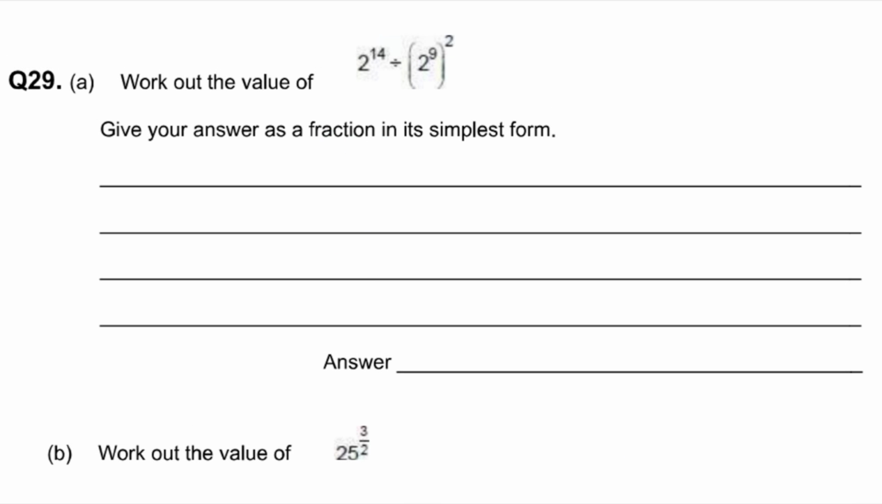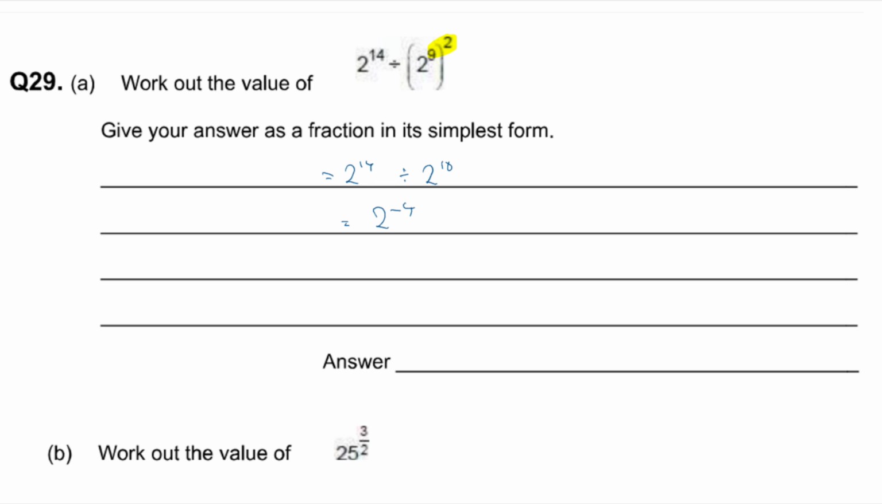Question 29, work out the value of 2 to the power 14 divided by 2 to the 9 raised to the power of 2. Okay, so I've got an index and an index here. I'm going to deal with that first. So 2 to the 9 raised to the power 2, that is 2 to the 9 times 2, it's going to be 2 to the 18. So I've got 2 to the 18, which is dividing into 2 to the 14. Got two numbers with the same base, subtract the indices. 14 subtract 18, that is 2 to the minus 4.